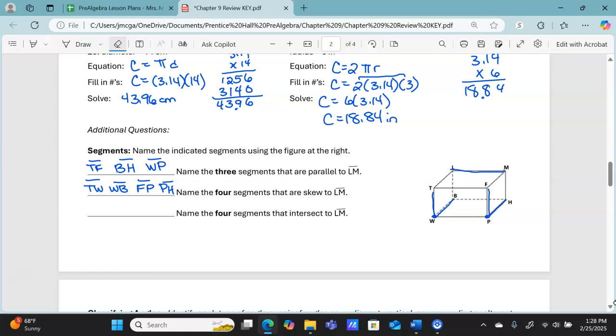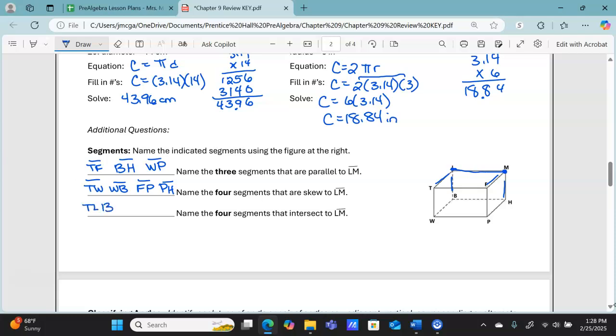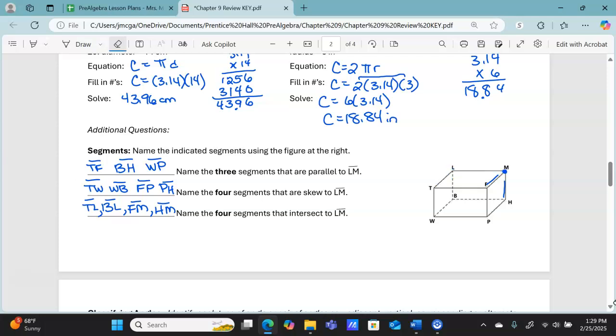And then 4 segments that intersect LM. So they're going to touch those 2 points there. So that's this one, this one, this one, and this one. So TL, BL, that's the ones touching at point L. FM, and HM, and those are the ones that intersect at point M.